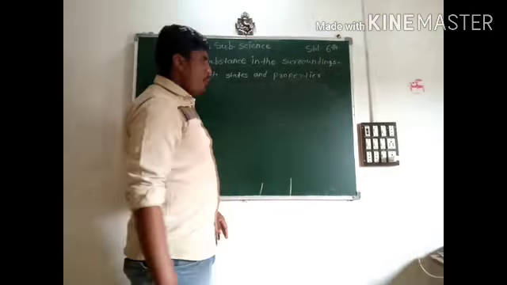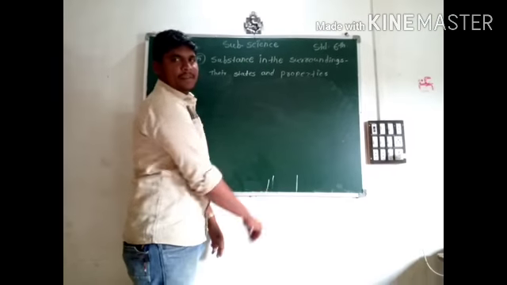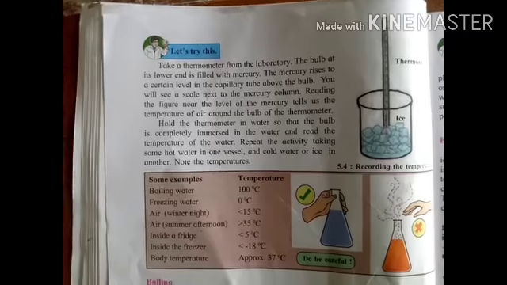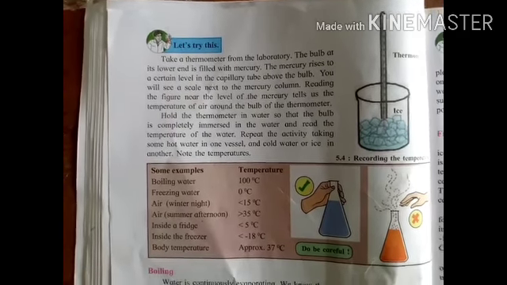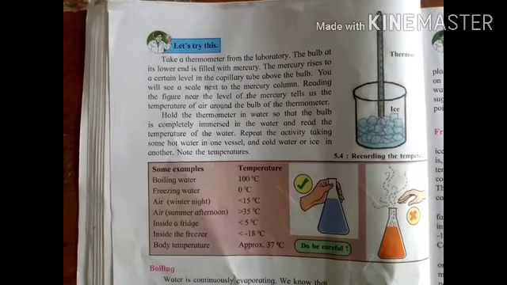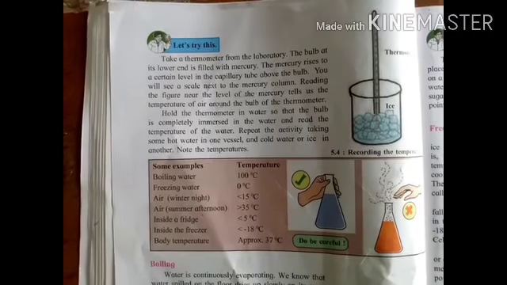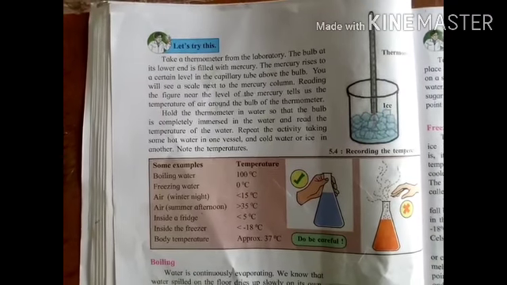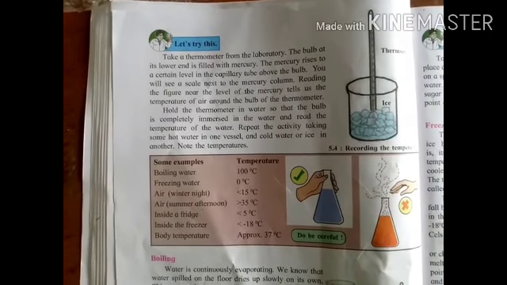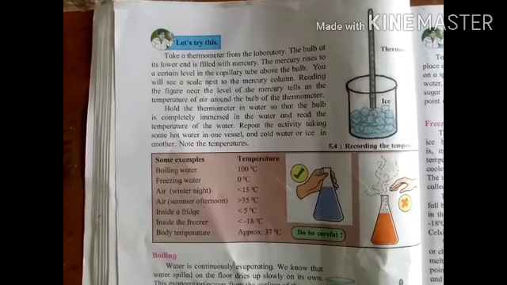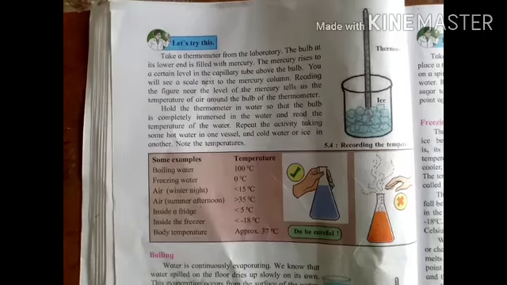Discuss a new point. See your textbook, page number 34. Take a thermometer from the laboratory. The bulb at its lower end is filled with mercury. The mercury rises to a certain level in the capillary tube. Above the bulb, you will see a scale next to the mercury column. Reading the figure near the level of the mercury tells us the temperature of the air around the bulb of the thermometer.